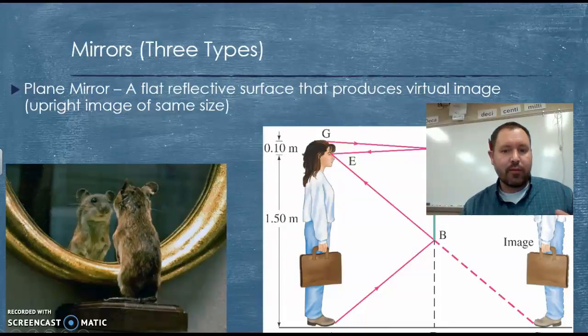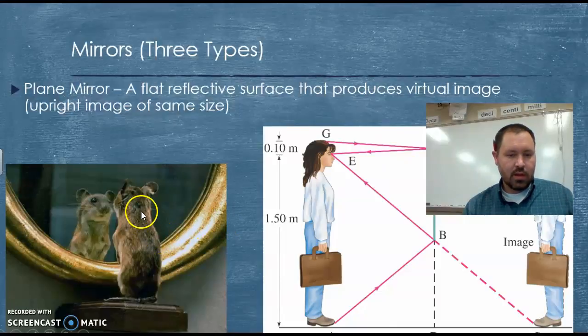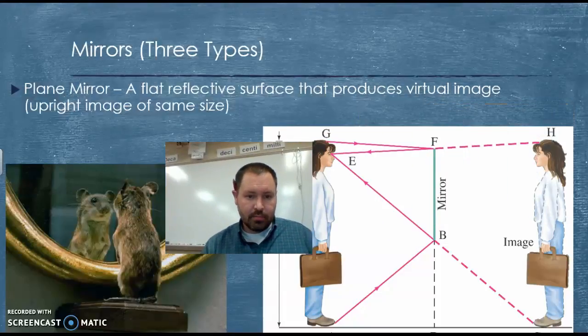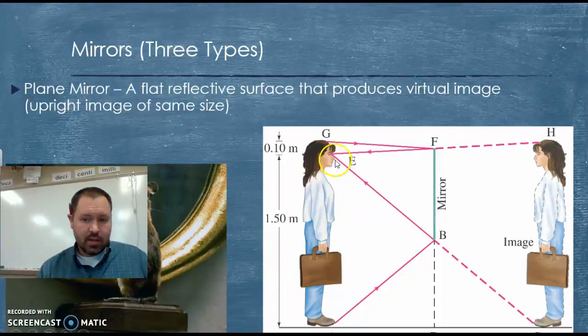So a plane mirror is a flat reflective surface that produces a virtual image, an upright image of the same thing. So notice you got this mouse, it's looking at its image, it's upright, it's a virtual image, and it's the same size. Here's kind of a diagram of how this works.